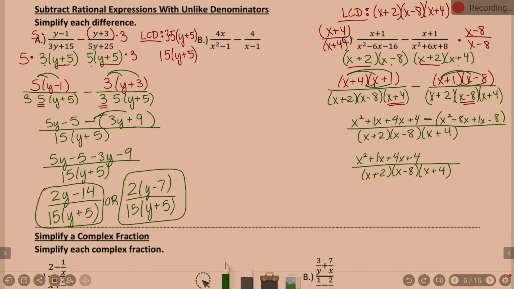What's this minus say we're going to do? We're minusing all the terms, right? So it's minus x squared, minus negative 8x is plus 8x, minus 1x, minus negative 8 is plus 8. Okay? I'm doing lots of steps. There's lots of ways you can do this on your own.